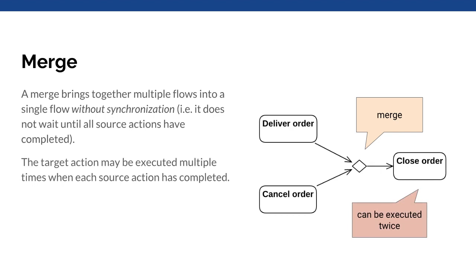Note that a merge notation allows the target action to be executed more than once. In the example, the action of close order can be executed twice, if both source actions have completed, but not at the same time. For example, the action of deliver order has completed, then the action of close order is executed. Some time later, the action of cancel order has also completed. So, once again, the action of close order is executed.